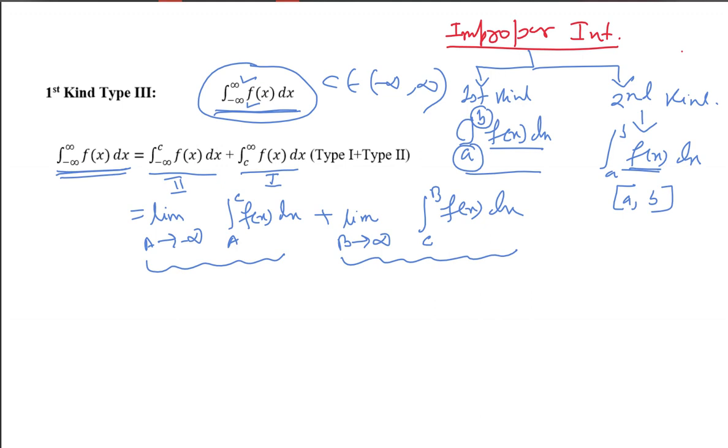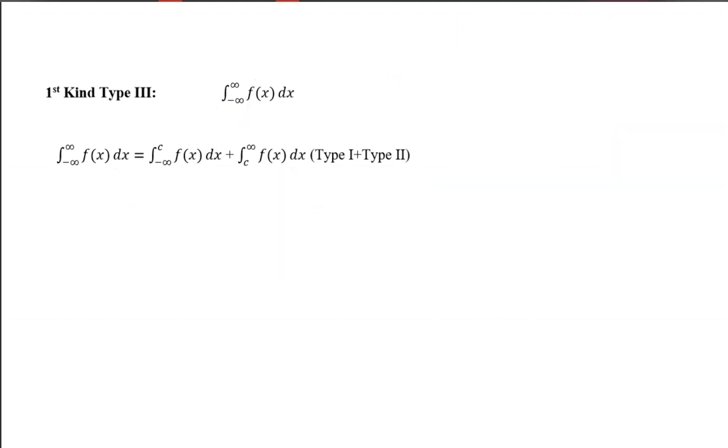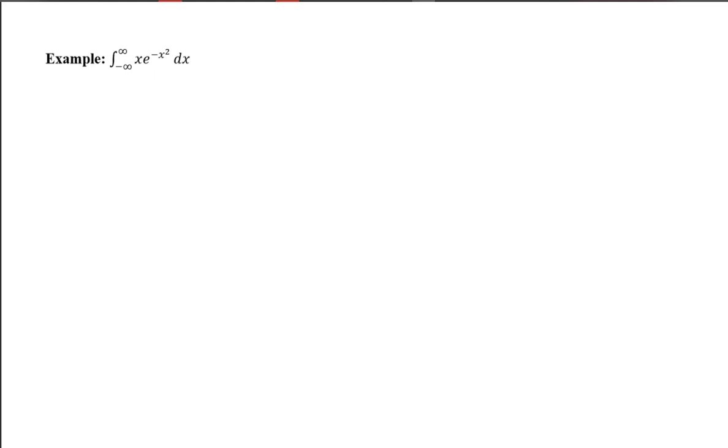Okay, so we can take one example quickly. Suppose you consider an integration of this form. You see, as the lower limit is minus infinity and the upper limit is plus infinity, first of all this is an improper integration. Second, of what type? Type 3, mixed type.